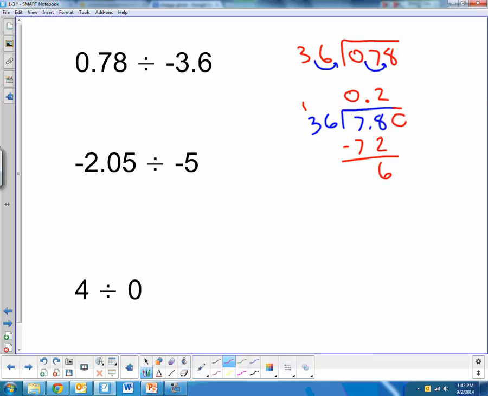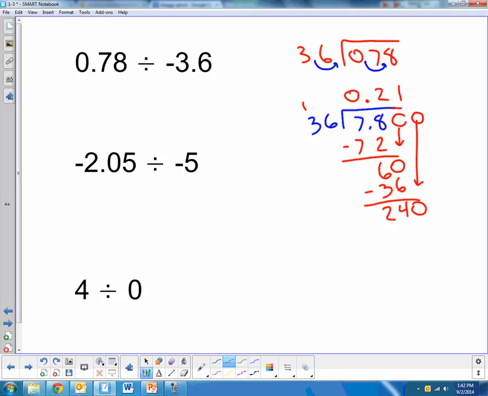Now I'm going to pull that down. How many times does 36 go into 60? Well, 36 goes into 60 only once, because I know that 2 times is 72. That's too big. So I'm going to subtract, and I'm going to get 24. Add another 0. Pull it down.